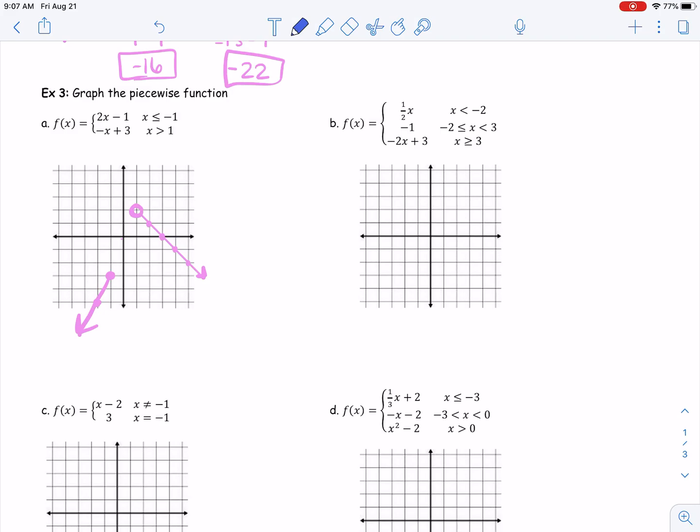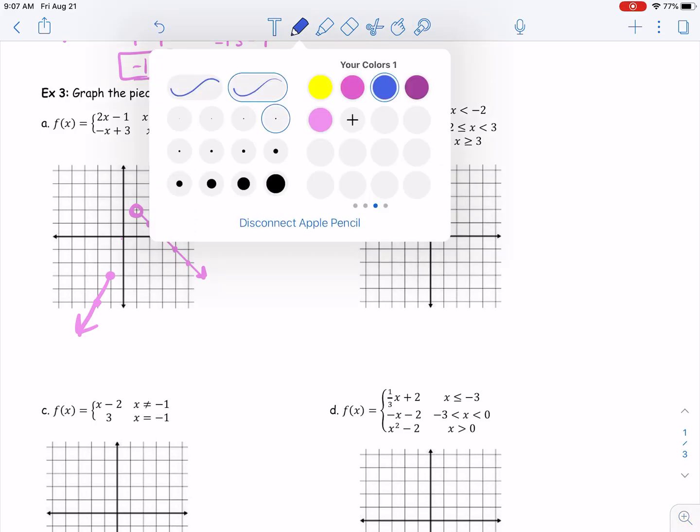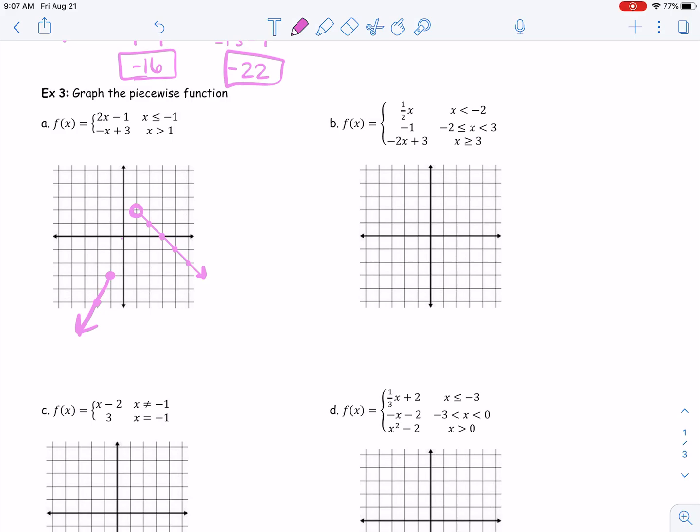And we have f of x equals negative 2x plus 3 for x is greater than or equal to 3. Like I said, you can kind of go in your own order. For example, maybe this middle one is going to be very easy for you to start with. Why? Because it's just y equals negative 1. That's just a horizontal line.